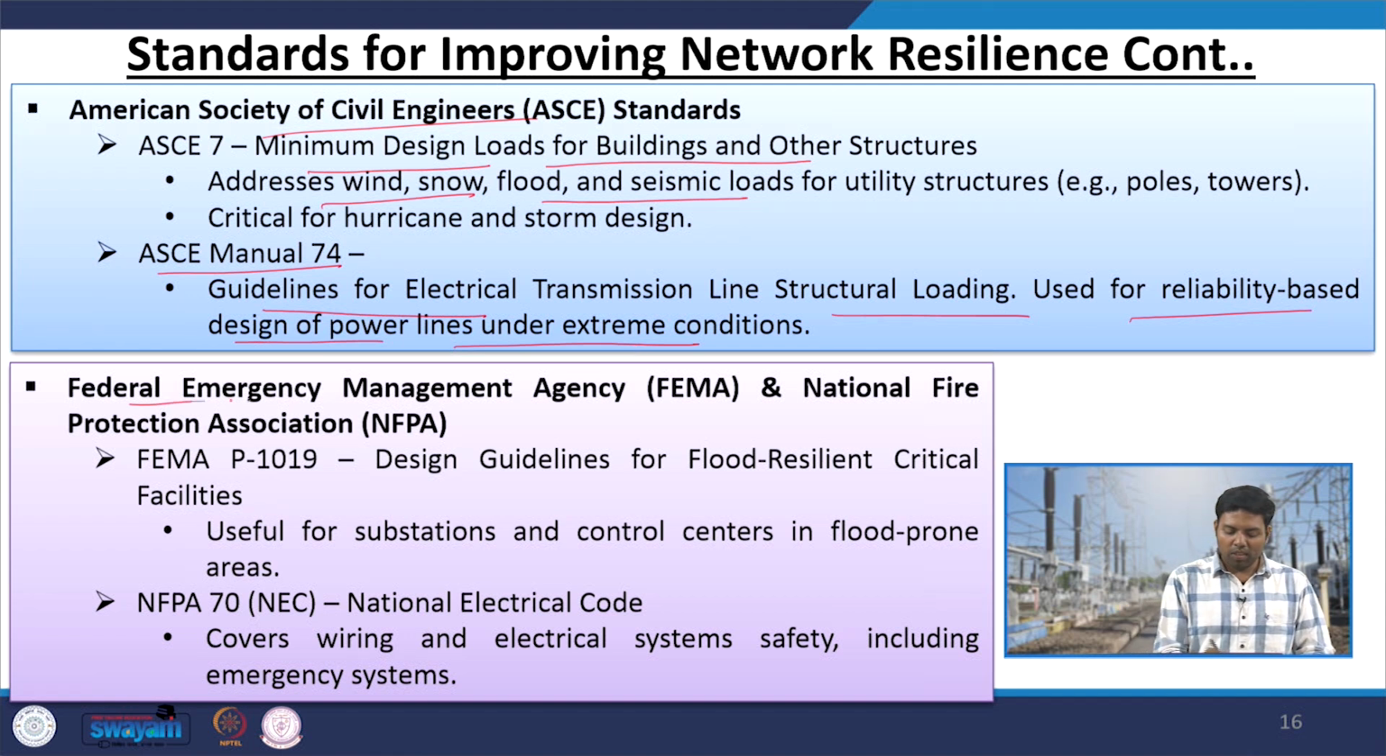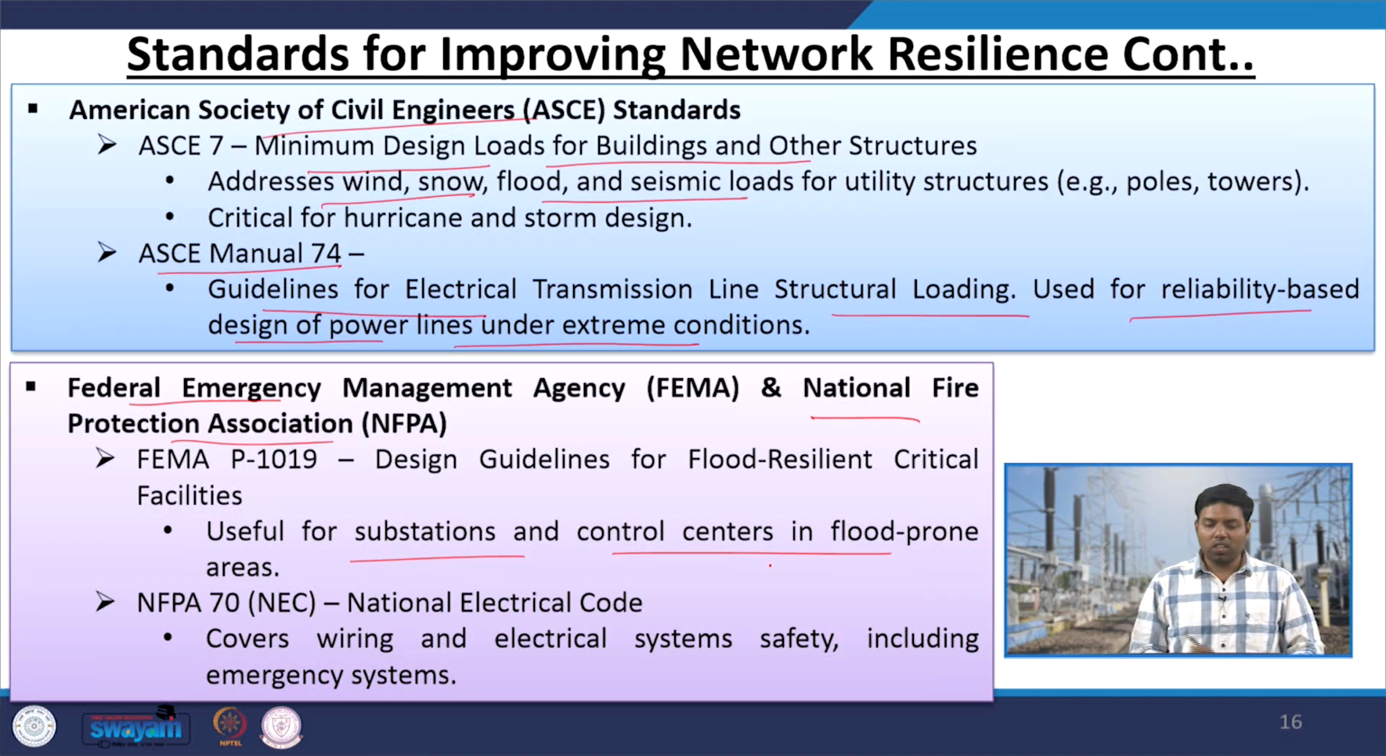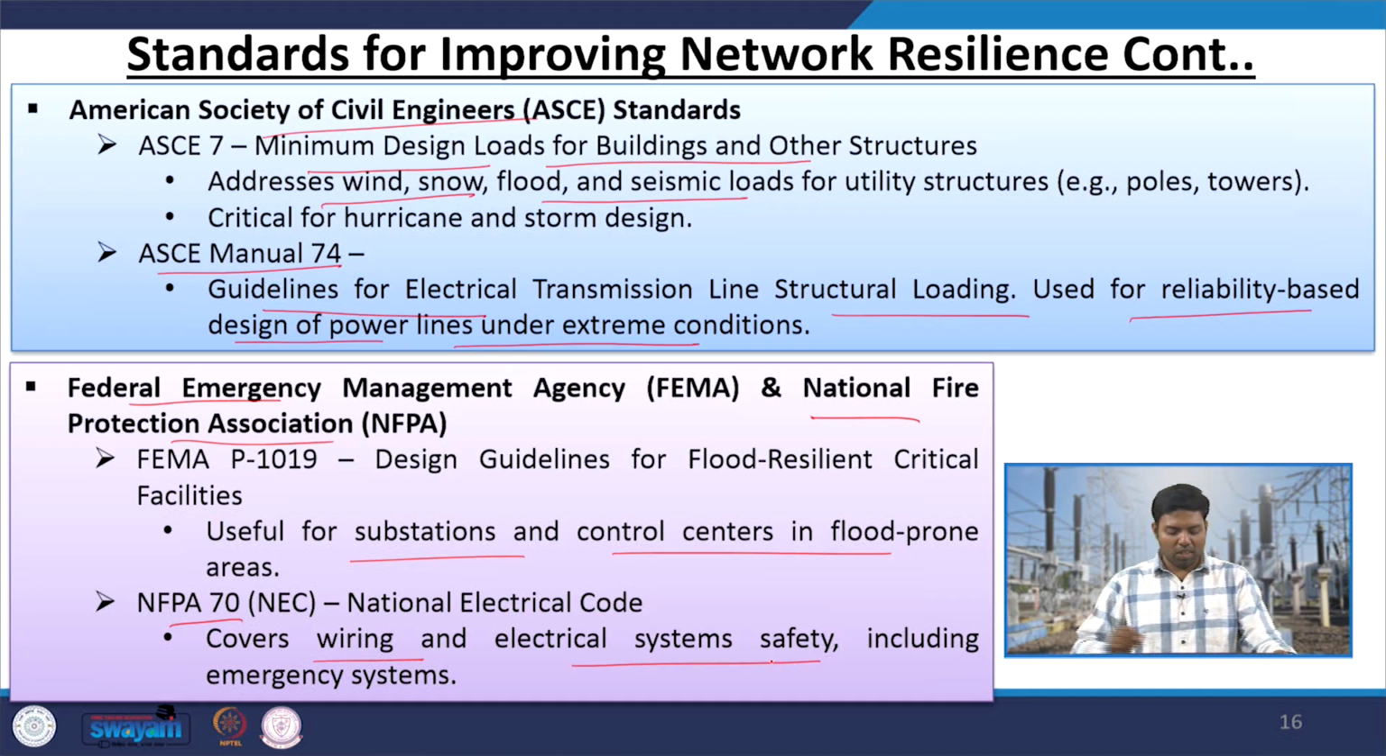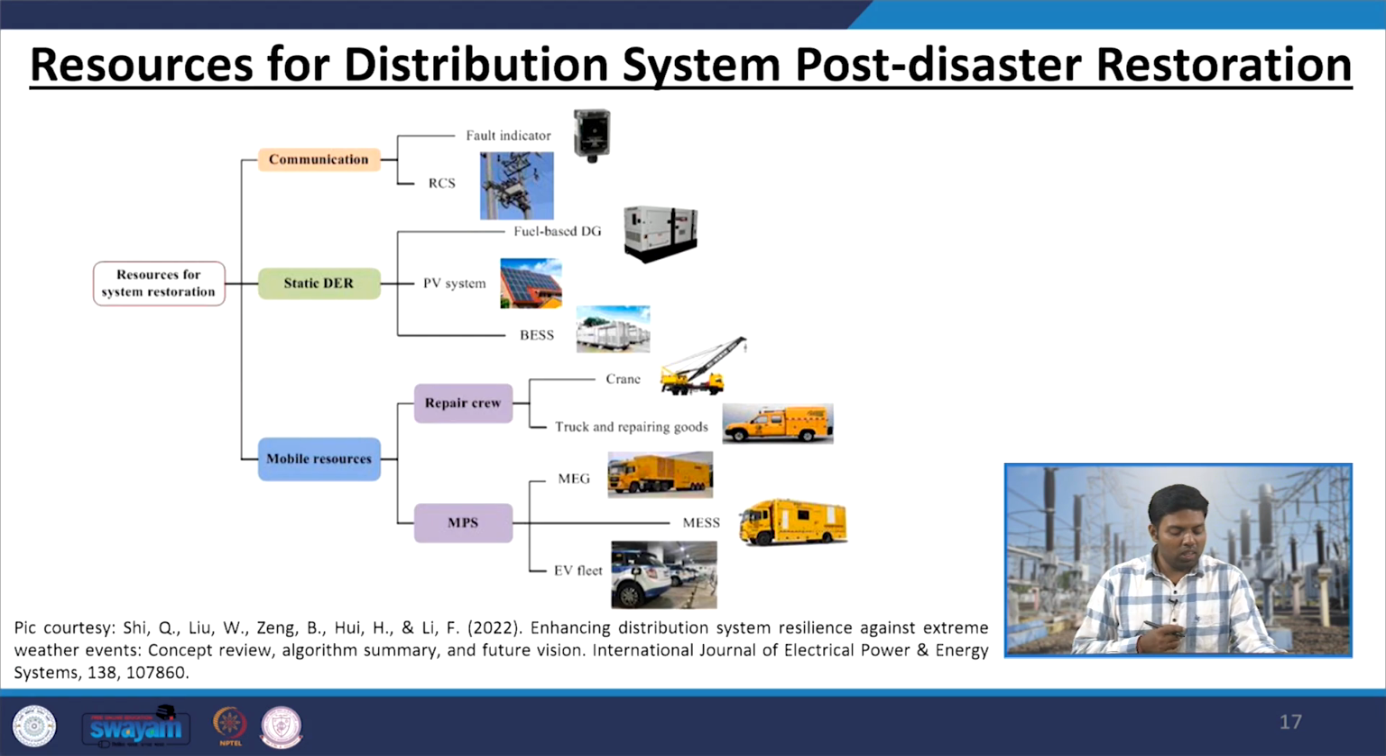Apart from that, you have the Federal Emergency Management Agency and the National Fire Protection Association in the US. They also have a few guidelines for substation and control center design in flood prone zones. And also the NFPA 70 standard covers wiring and electrical system safety, including emergency systems. So, these are the common resources normally used by the distribution system operator after the post disaster restoration.